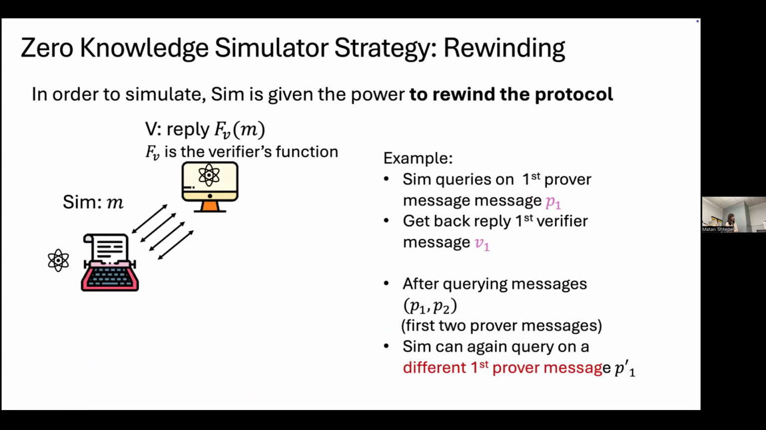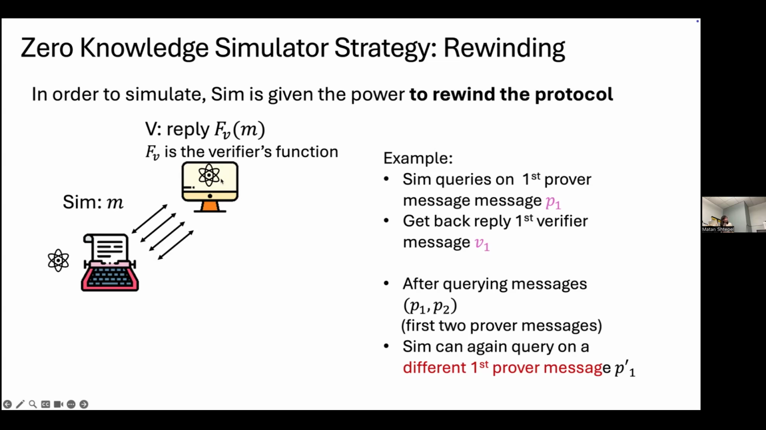Okay, so let's go over what it means to simulate. In order to simulate, the simulator does not have the witness. It has to be given some other superpower in order to convince the verifier. Classically, the simulator is given the power to rewind the protocol. As I mentioned, it only interacts with the verifier. Right now they are shown as quantum, sorry, I forgot to remove these atom symbols, just ignore them. Let's imagine the simulator and verifier to be classical right now.